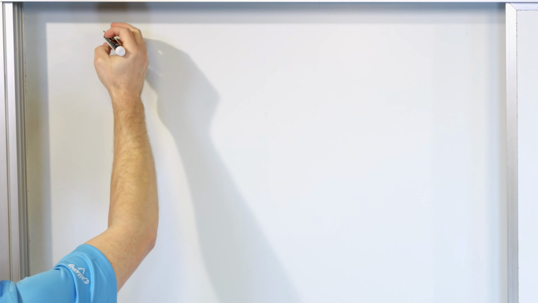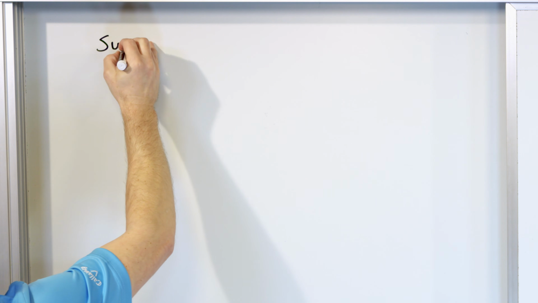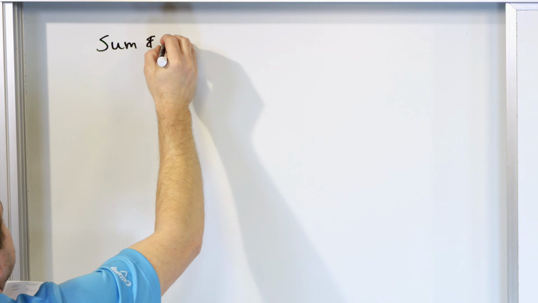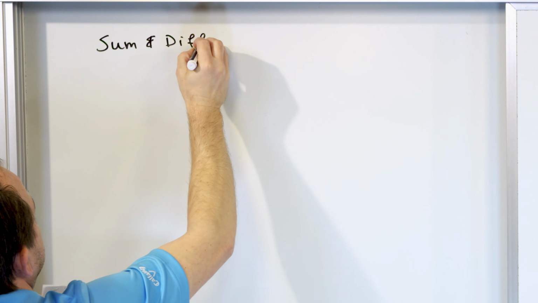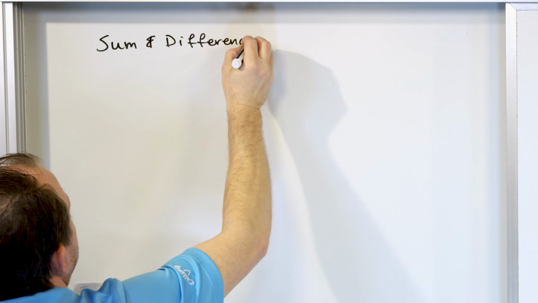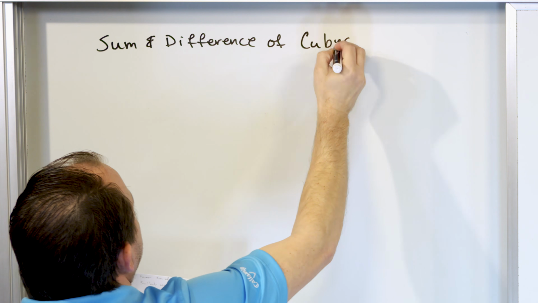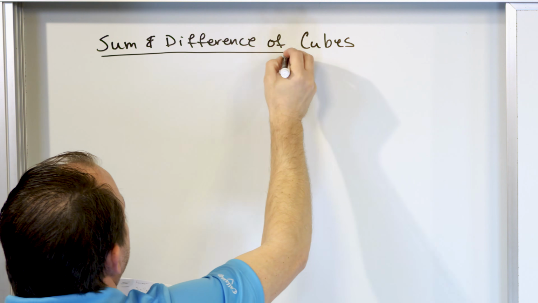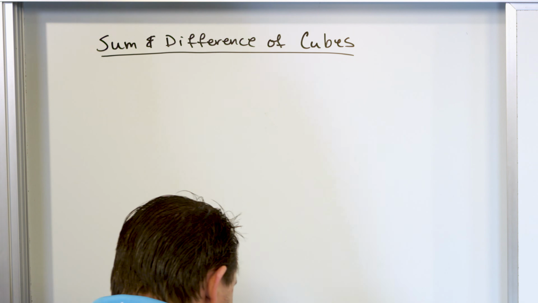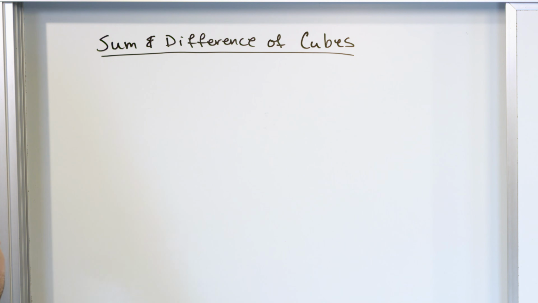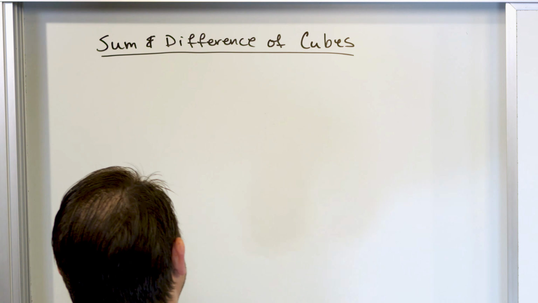All right, so what it's called is the sum and the difference of cubes. So what I'll do is I'll just write them both down, and I'll prove them to you. I'll show you what they actually equal down below and why they work, and then over here we'll work a few quick problems to show you how to use them.